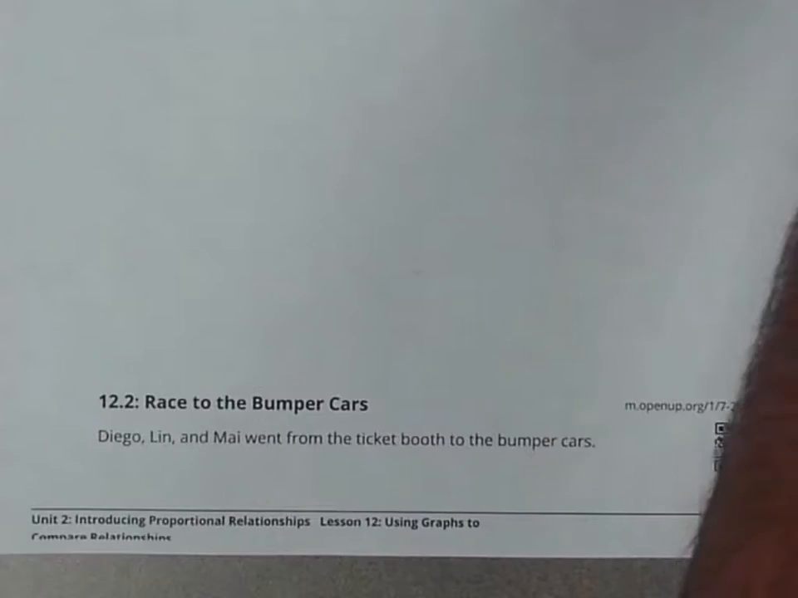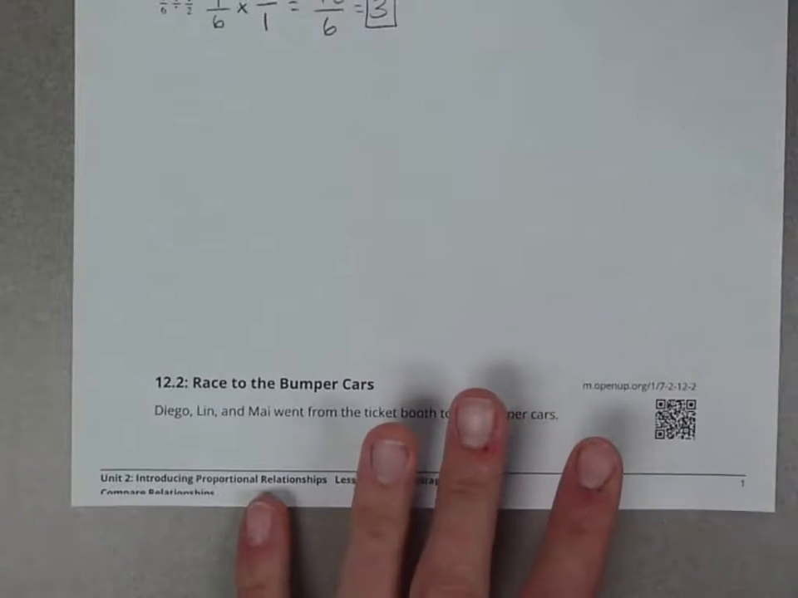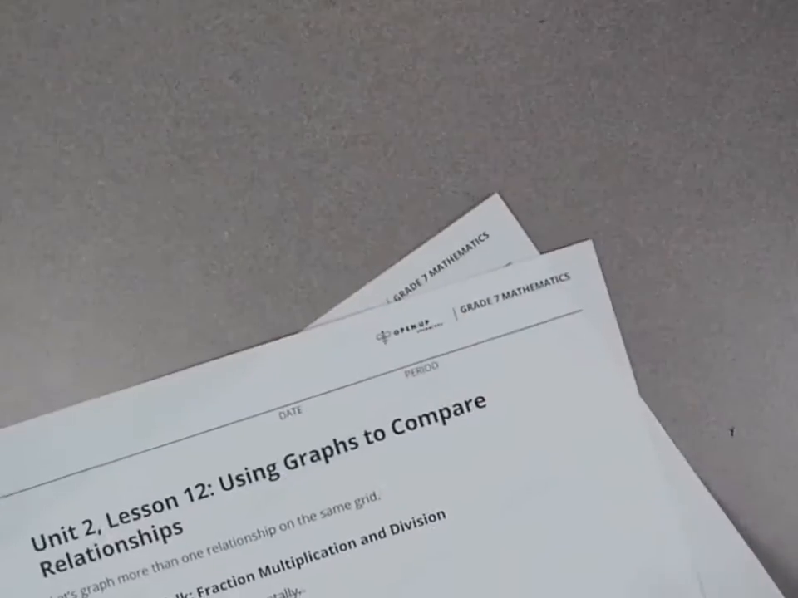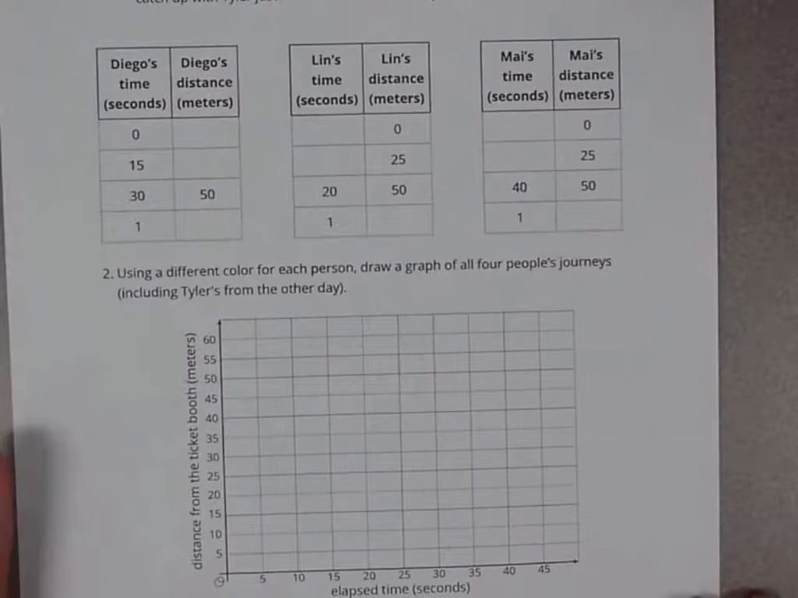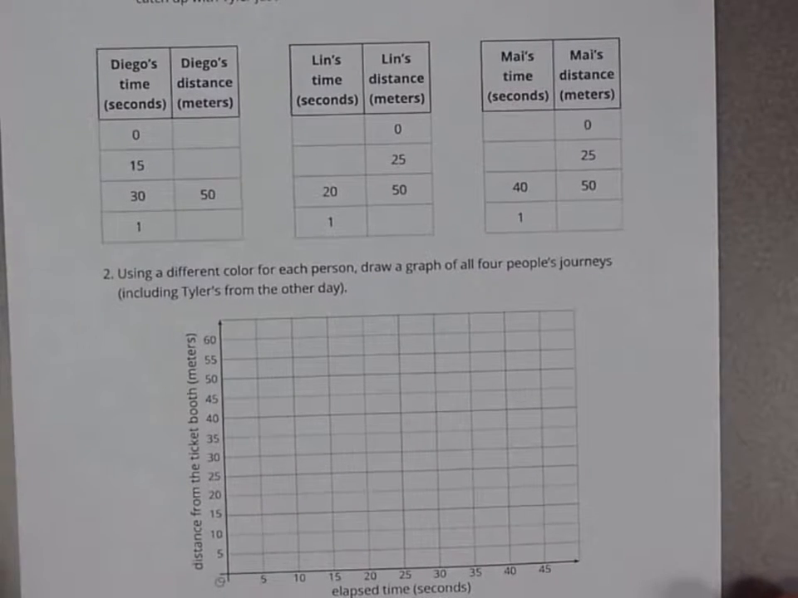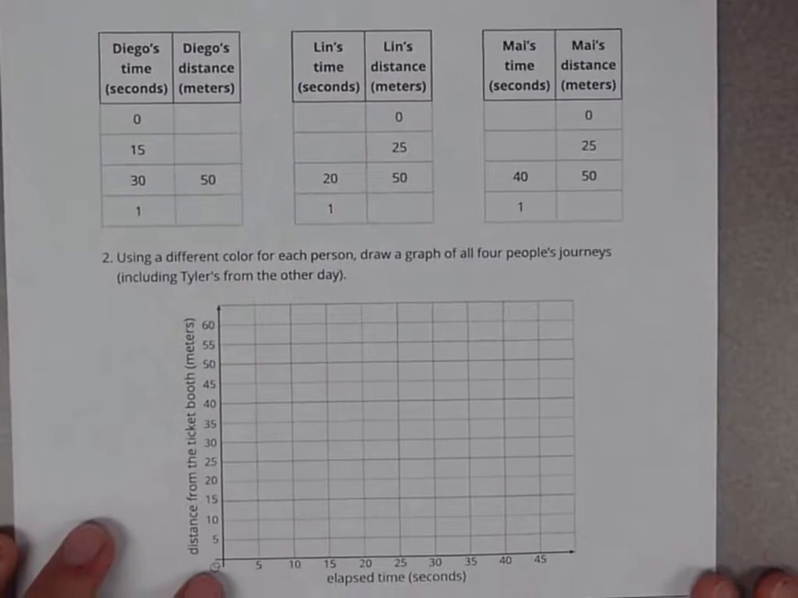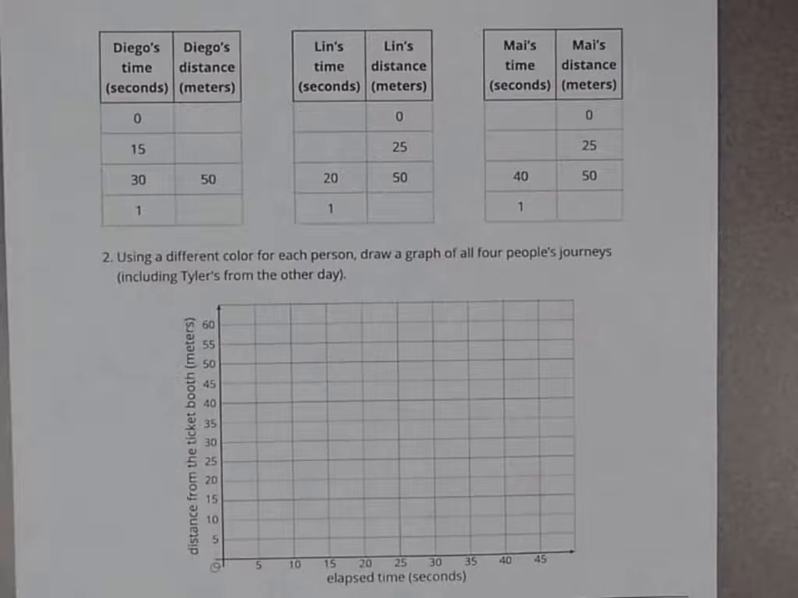This is just like the question we did yesterday in class with Tyler going to the bumper cars. But this time, and let me flip over to where he's at, Diego, Lynn, and May are all going to the bumper cars at the same time that Tyler went to the bumper cars, okay? So if you don't remember, we're going to start with Tyler just to jog your memory on how he went to the bumper cars.